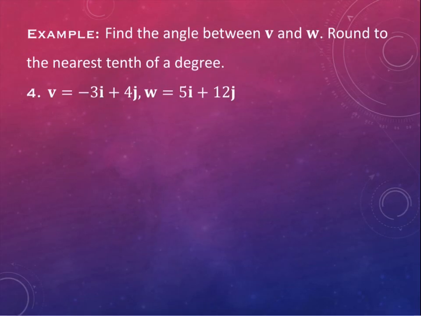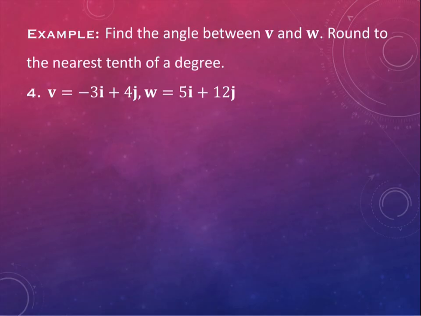So let's do an example. This one wants us to find the angle between v and w. We're going to round to the nearest tenth of a degree, which I put in because that's what your book does, but I find it a little bit odd, because everywhere else they've rounded to the nearest degree. I don't know why now they want a tenth of a degree, but pay attention, because they might do that in your MyMathLab as well. So just make sure you're doing whatever they tell you to do with the rounding.